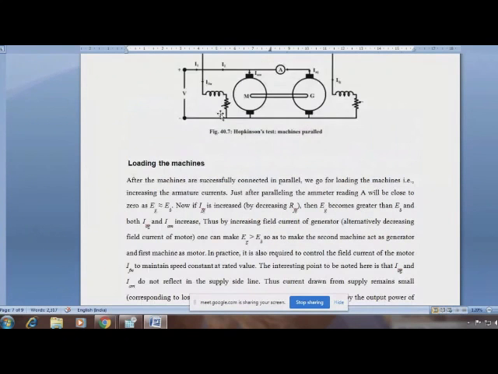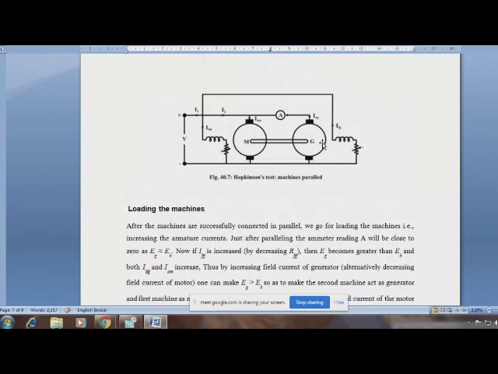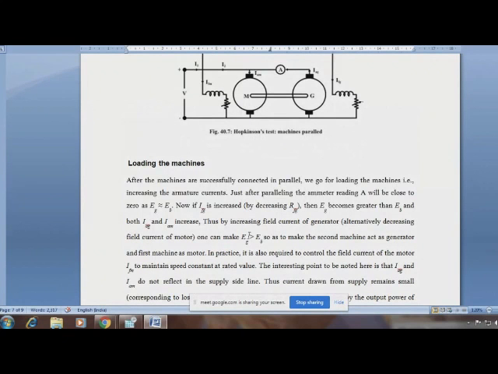Therefore, by adjusting the field current of the generator, we can go on making EG greater and greater than EB, and hence we can adjust the current supplied by the generator. In turn, this corresponds to a variable load. That means we are simulating a loading condition by having two identical machines connected back to back. Is it fine? Any doubt?